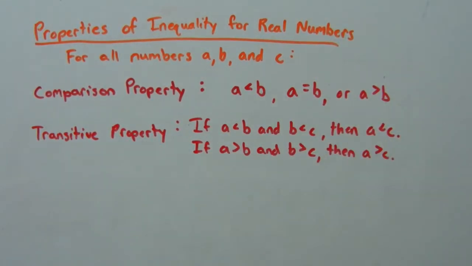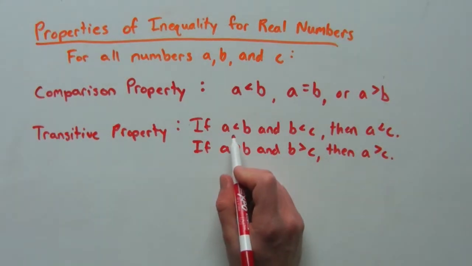The transitive property says, for all numbers a, b, and c, if a is less than b and b is less than c, then a is less than c. If a is greater than b and b is greater than c, then a is greater than c.